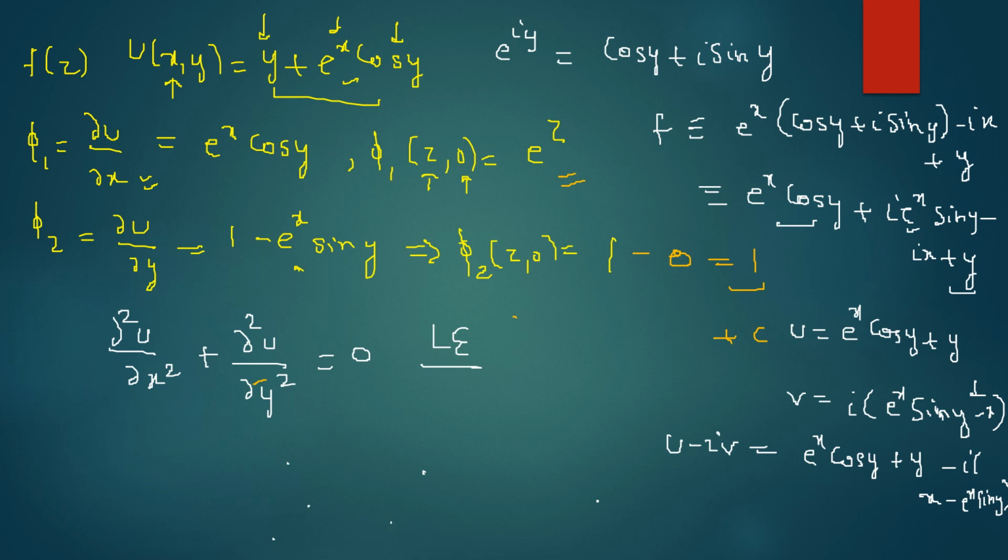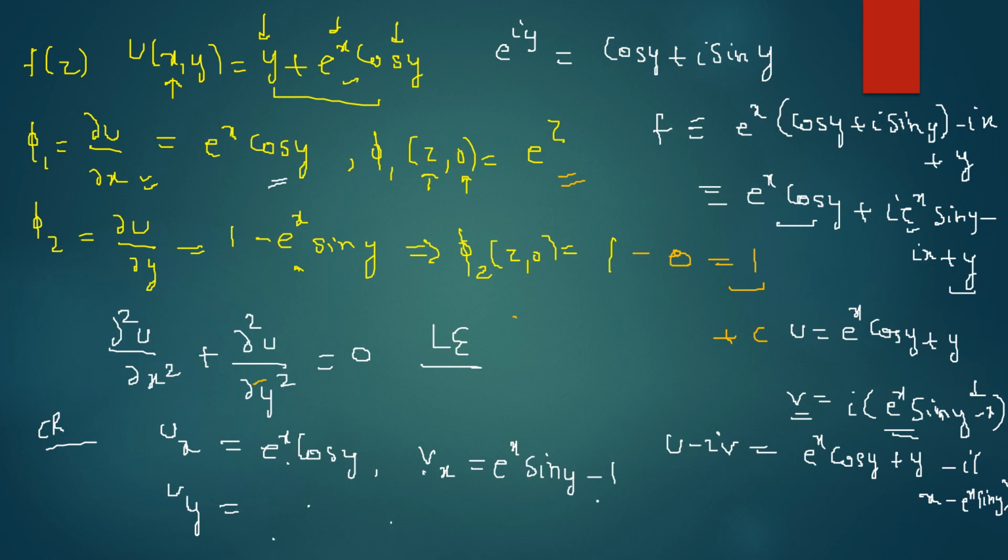And how can you find out Cauchy-Riemann? ux. What is ux? That is del u by del x, which we have already found out, e raised to power x cos y. What is vx? See, this is the v function. If you differentiate it with respect to x only, you will get e raised to power x sin y, y is constant, minus 1. Yes or no?